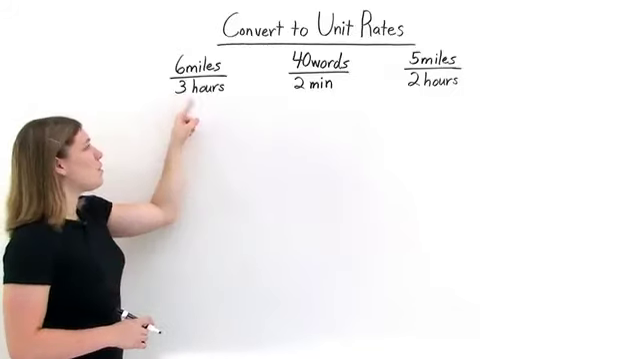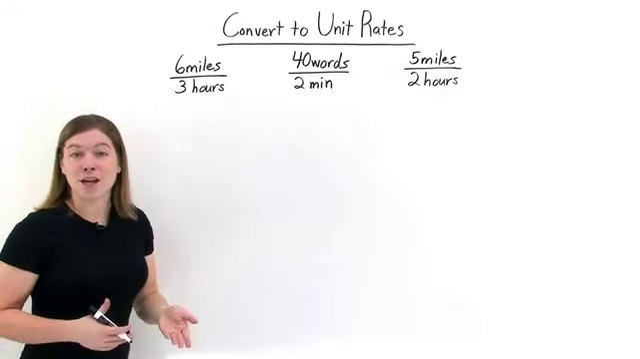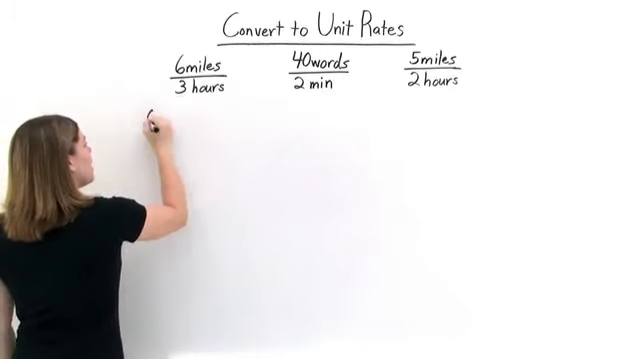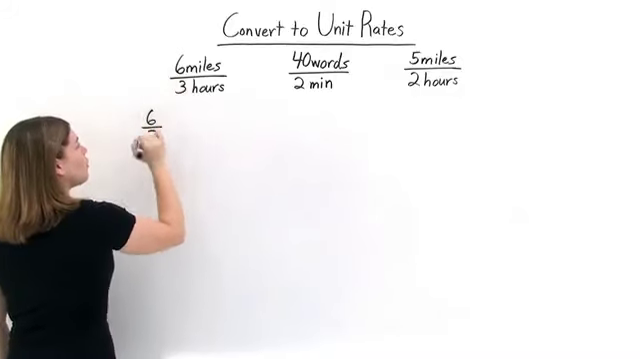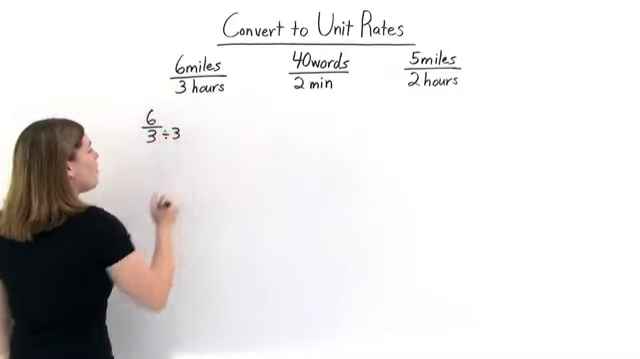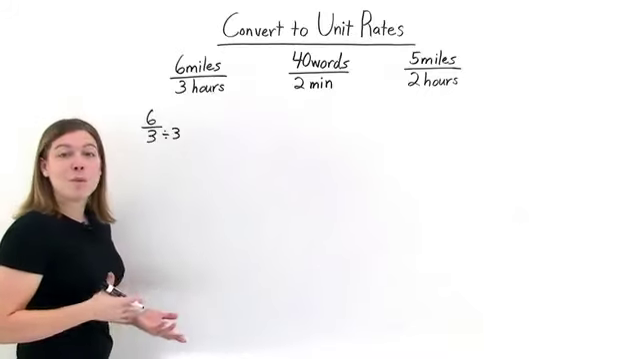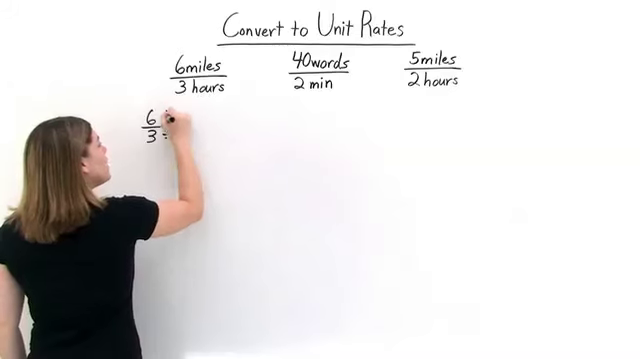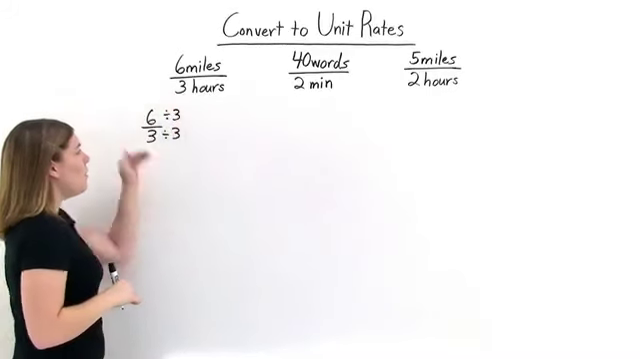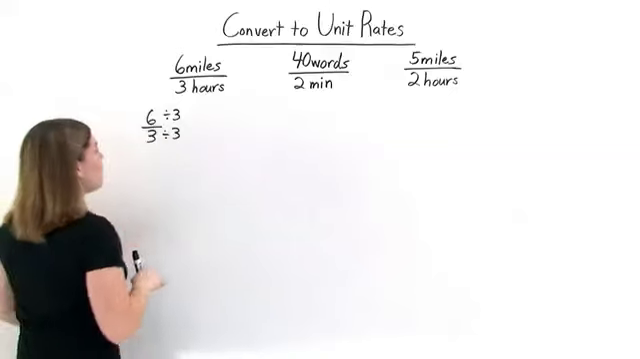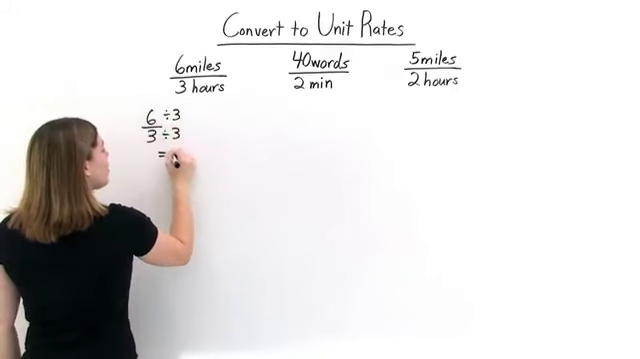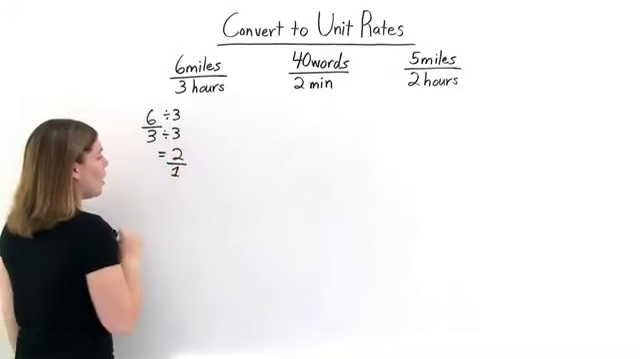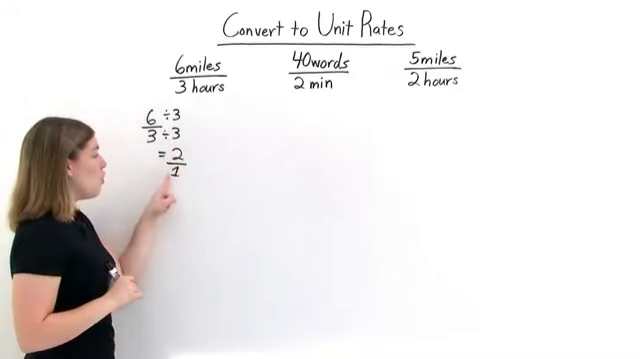Well, to make 3 into 1, we need to take 3 divided by 3. So that means we need to take this denominator and divide it by 3. So we have 6 over 3, and we need to divide the denominator by 3. But since we're working with a fraction, if we divide by 3 in the denominator, we also need to divide by 3 in the numerator. This will keep this ratio the same. So we take 6 divided by 3, and we get 2. Then we take 3 divided by 3, and we get 1. So now we have 2 over 1.